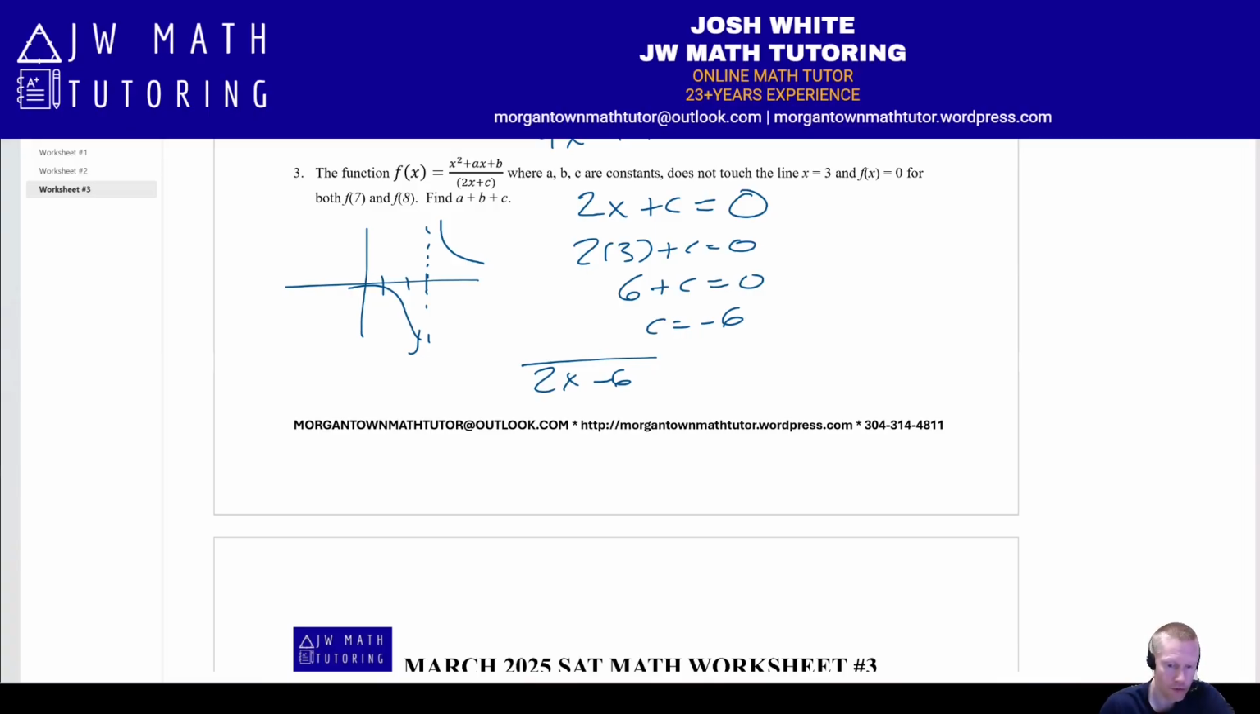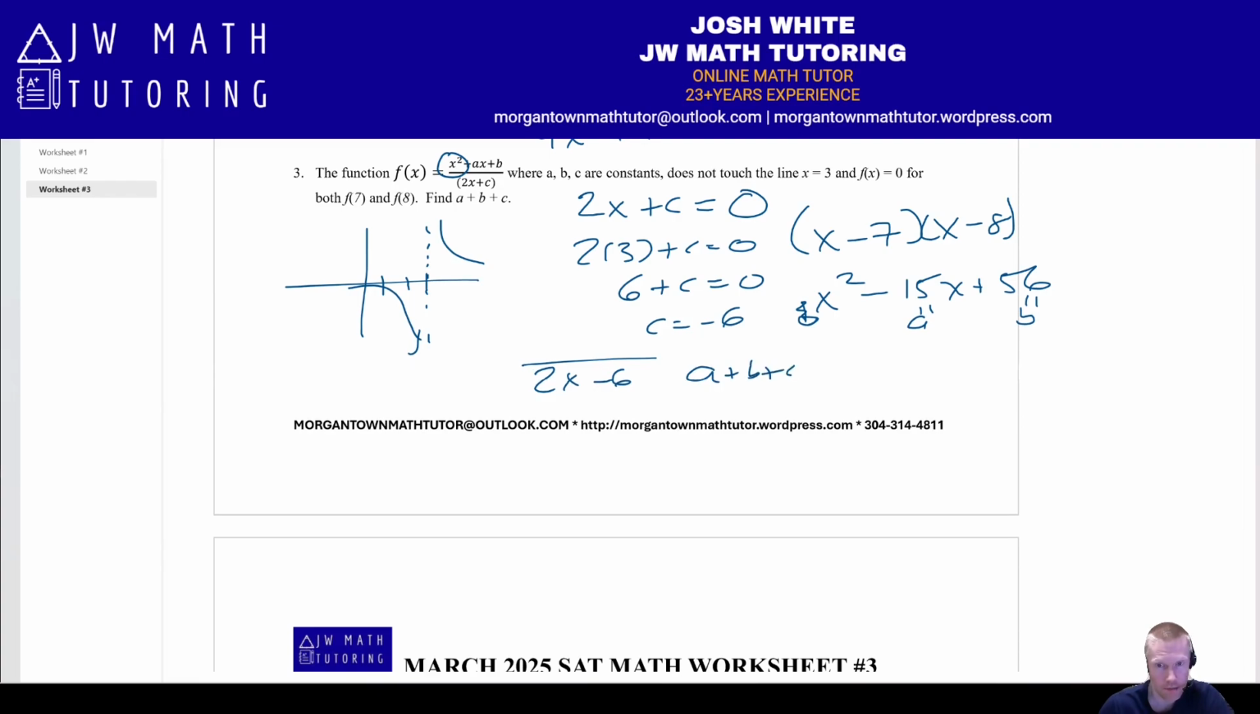There are multiple ways that you could do this. What I think is the easiest way is just to notice, okay, if they're both zeros, then since this is a quadratic on top, it's got to be x minus 7 times x minus 8, because 7 and 8 are our two x-intercepts, our two zeros, two roots. So you multiply this out, you get x squared minus 15x plus 56. Obviously this is just 1, and notice that matches. But then this is technically our a value, and this is our b value.